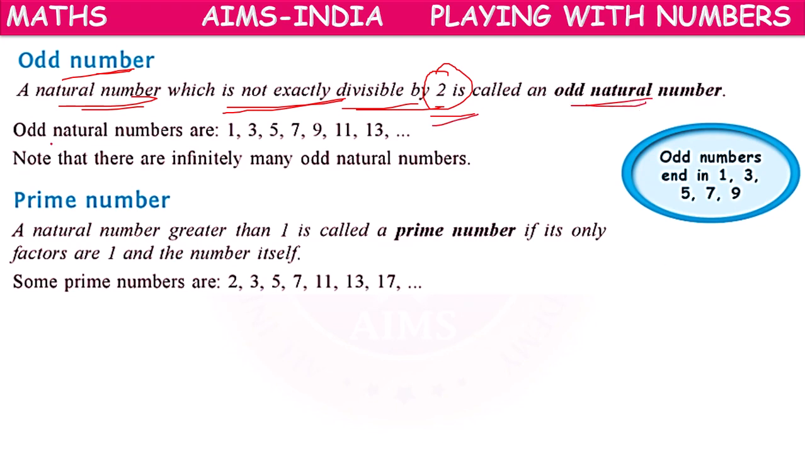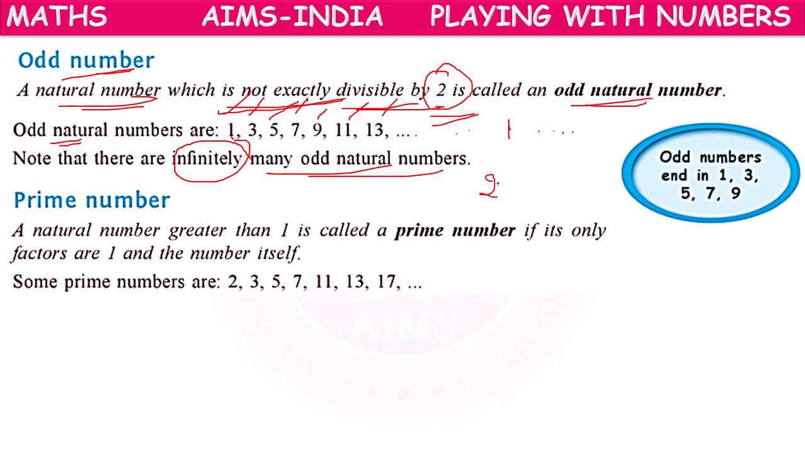So odd natural numbers start from 1, 3, 5, 7, 9, 11, 13 and so on up to infinity. So there are infinitely many odd natural numbers. The least odd number is 1. The highest odd number does not exist because they continue up to infinity.